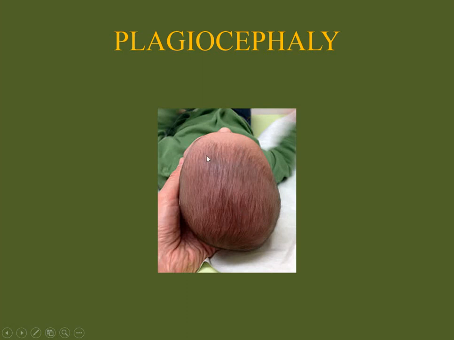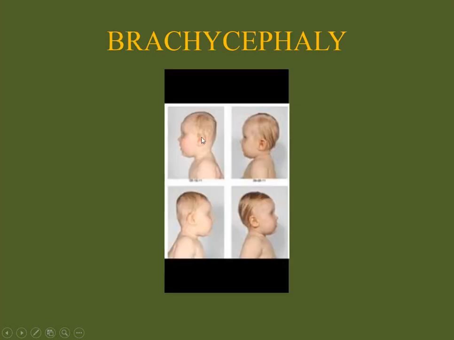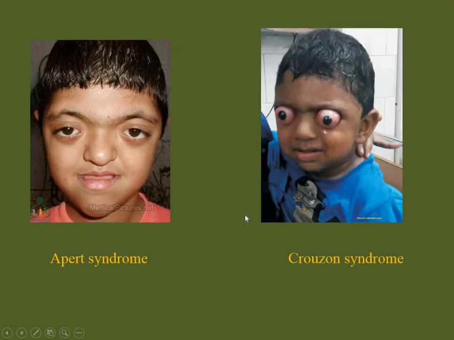Plagiocephaly, you can see the plagio means a sort of oblique thing. Because one of the sutures here has fused on this side, the head is growing onto the right side. Brachycephaly is a flattening of the skull, which is seen in Down syndrome. So this is Apert syndrome and Crouzon. Both of them have craniosynostosis of various sutures, and the characteristic feature in Apert syndrome is a sort of a sunken look here, and polydactyly. Here orbital proptosis is a common feature.